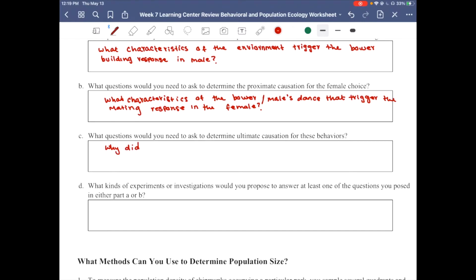And also another thing that you can notice is for ultimate, we tend to start with why did something happen, whereas for the proximate, we tend to use what characteristic triggered something else. So what tends to go with proximate and why tends to go with ultimate usually. So don't use it as a 100% rule, but just as quick things to focus on if you're pressed for time.